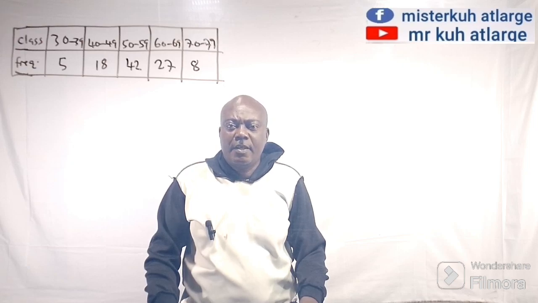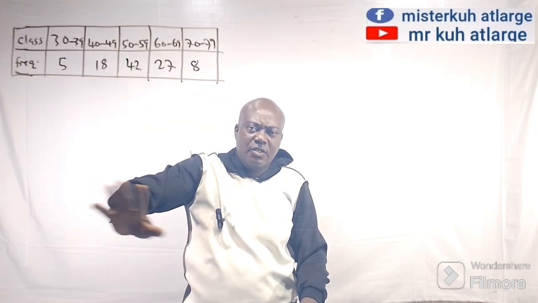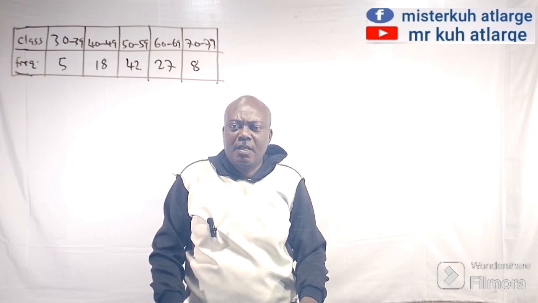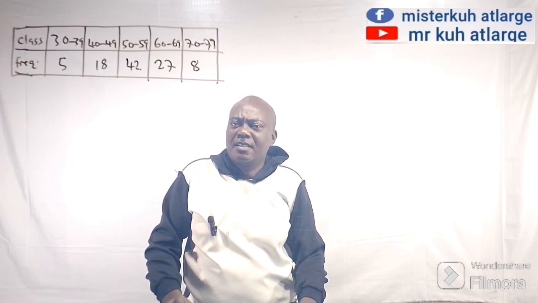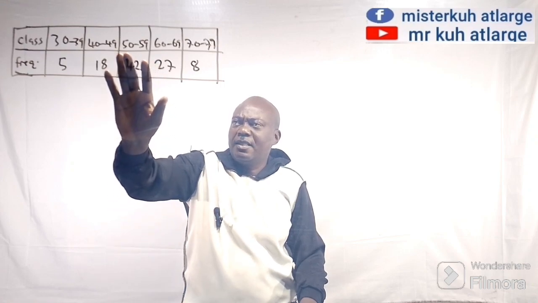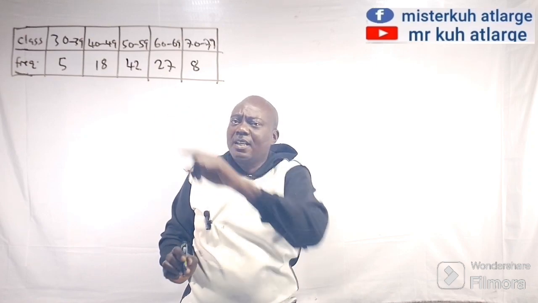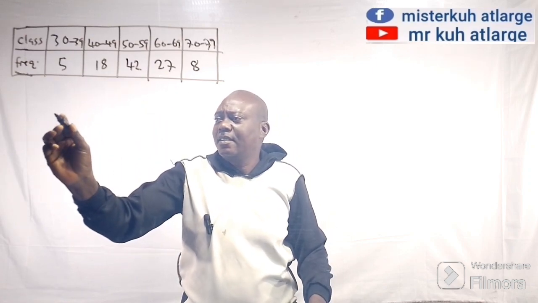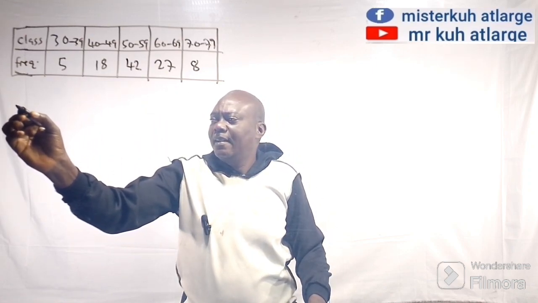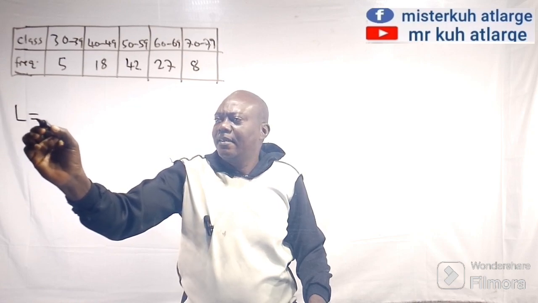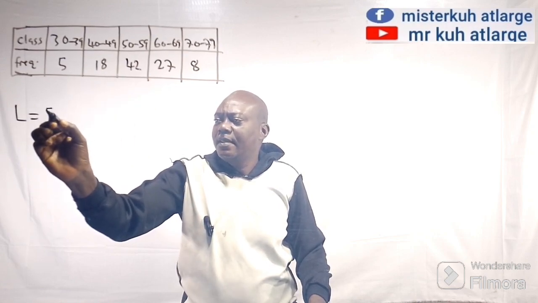Now let us find the mode of this distribution. Before we do that, let us identify the modal class. The modal class is 50 to 59. And what is the lower class boundary of the modal class? It is 50. That is our L. Our L now is 50.